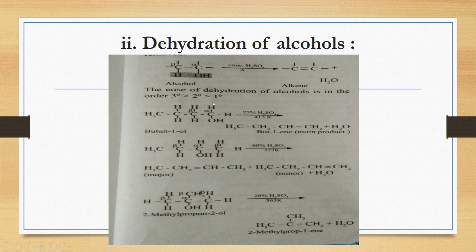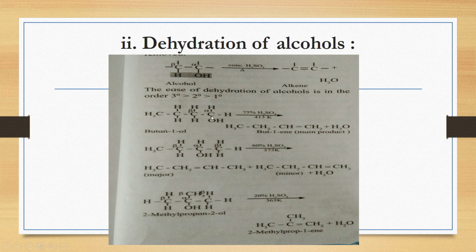So let's take the example of this primary alcohol, butan-1-ol, with 4 carbon atoms, OH group attached at the first position. So this carbon is primary carbon and hence the alcohol is primary alcohol. When OH group is attached to the primary carbon, the alcohol is said to be primary alcohol, and then 75% concentrated sulfuric acid at 413 Kelvin is required to carry out dehydration reaction.